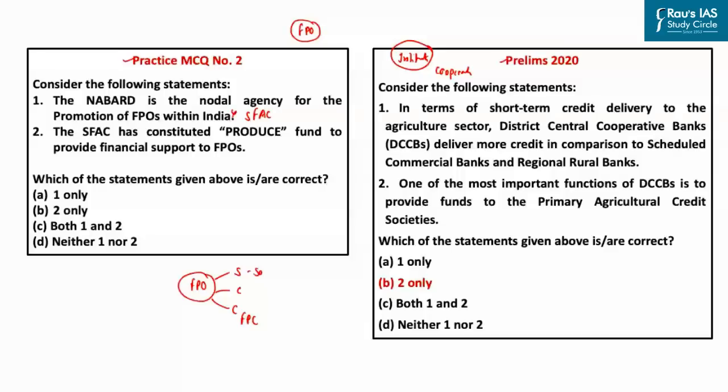The second statement says that the SFAC has constituted the Produce Fund to provide financial support to FPOs. It is not SFAC which has constituted the Produce Fund, it is rather NABARD which has set up this fund. Apart from the Produce Fund, NABARD has also set up the Producer Organization Development Fund in order to support the farmer producer organizations within India. So the right answer in this particular case is D.